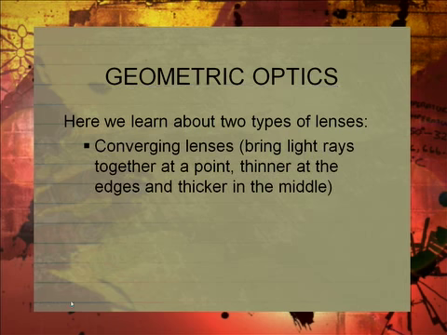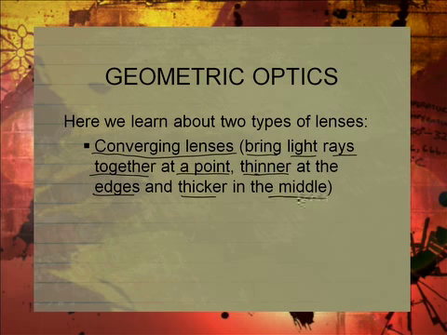And what are they? We have the converging type of lenses, and these are lenses that would bring light rays together at a point. They are thinner at the edges and thicker in the middle. We're going to see that type of lens not so long.